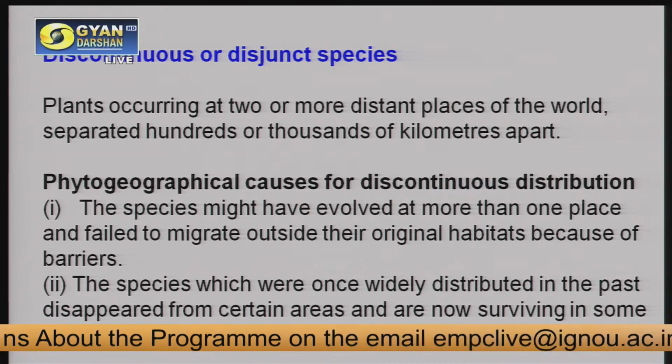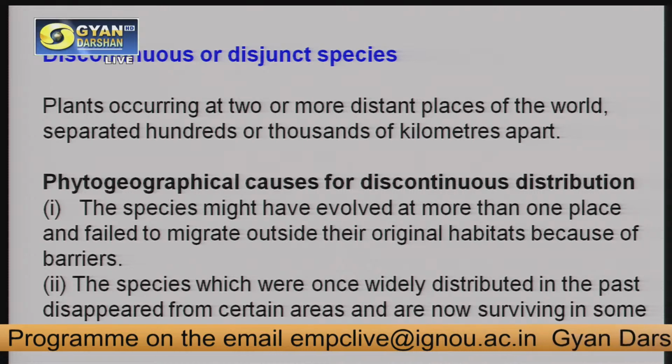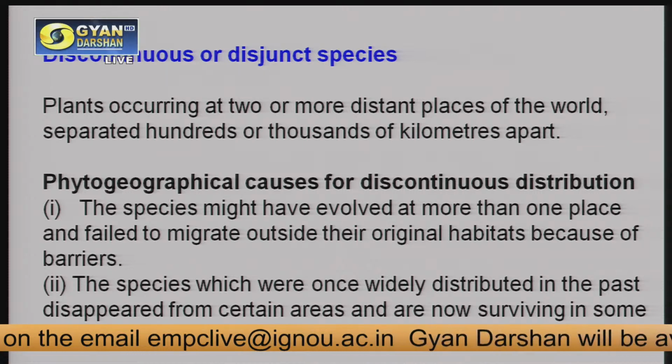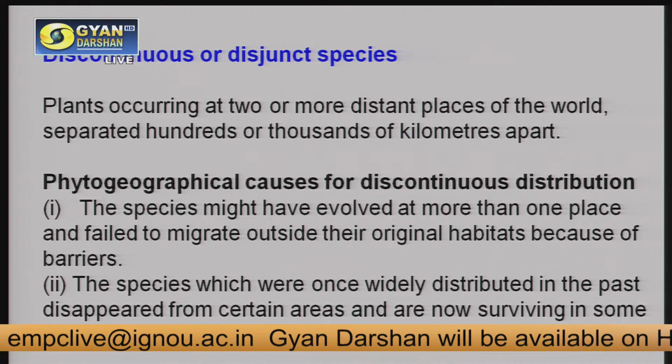In between you don't find this plant. So I'm giving you just a hypothetical example. Now you must be wondering why. So there are factors that explain this phenomenon of discontinuity. Now what are those phytogeographic causes?